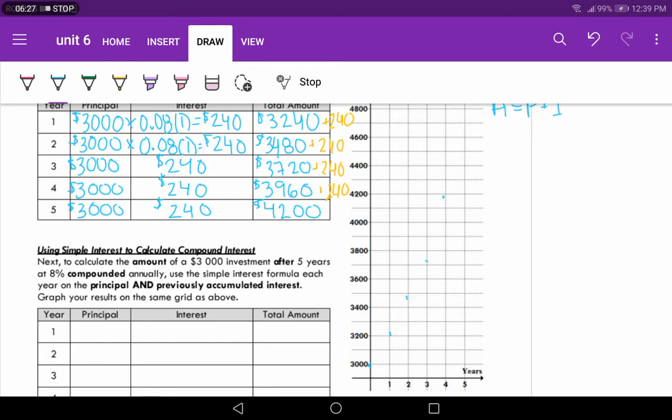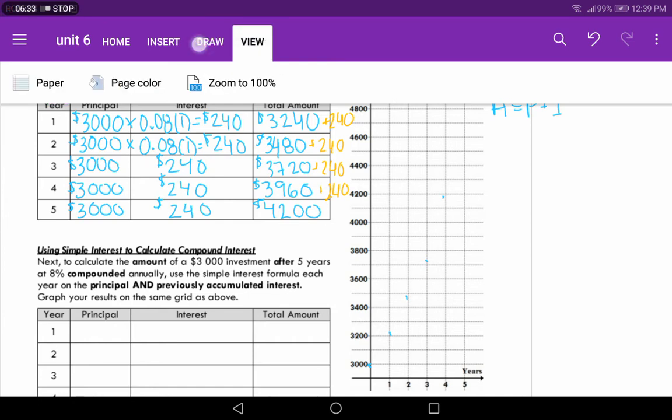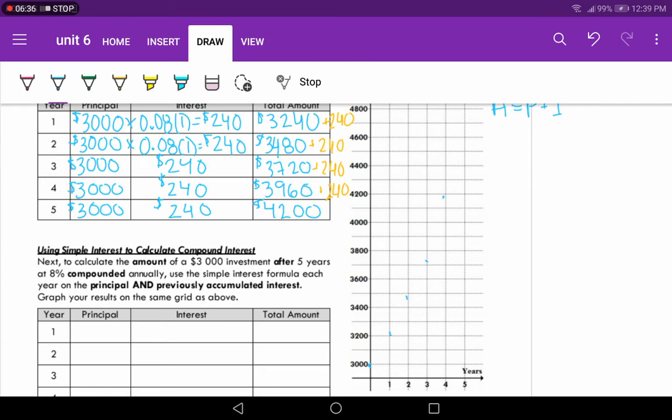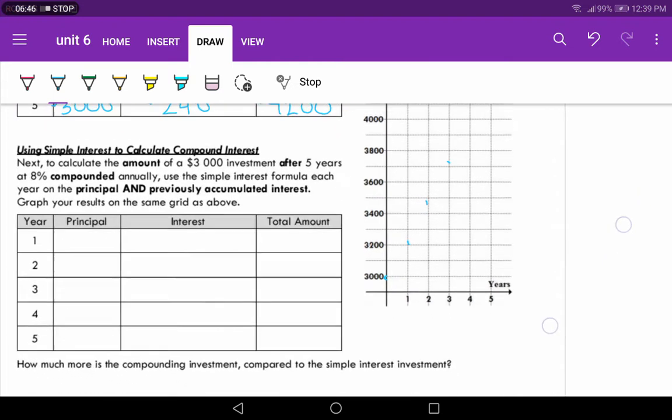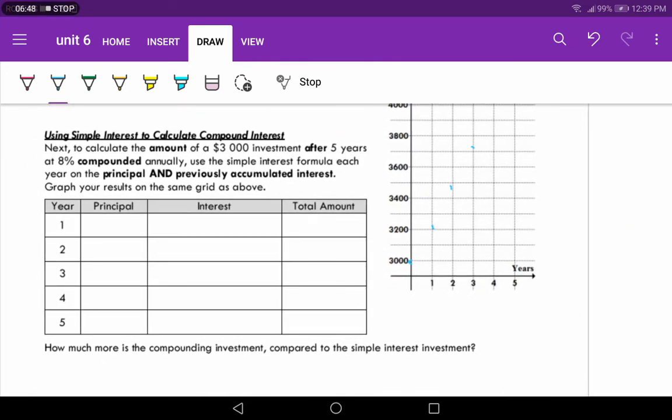3,720. That makes more sense. So, you know I'm not going to be able to do this, but what you're going to do on your page is try your best to connect those dots to show how much money you are making with this simple investment. Okay, so now it says use simple interest to calculate compound interest.